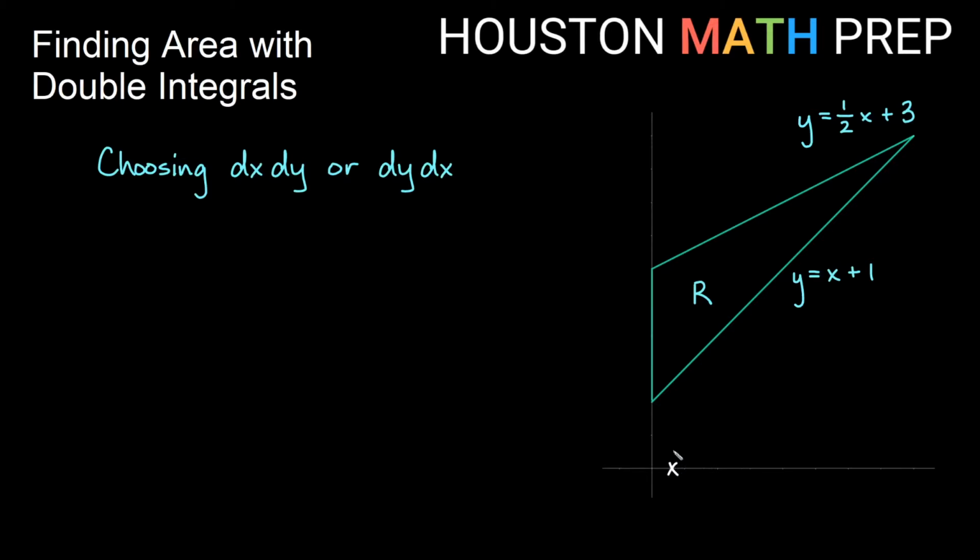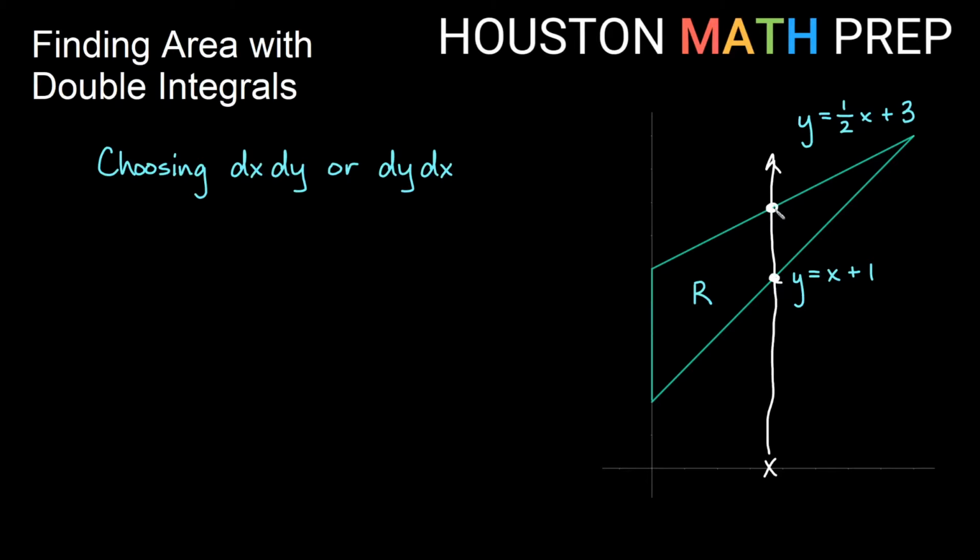If I fix an x value, let's say there, and I draw through in the y direction, I'm entering the region on the line y equals x plus 1, and I'm exiting the region on the line y equals 1/2 x plus 3. No matter where I fix my x and draw through in the y direction, so let's say over here, that is always going to be the same. I'm always entering the region through y equals x plus 1. I'm always leaving the region through y equals 1/2 x plus 3.